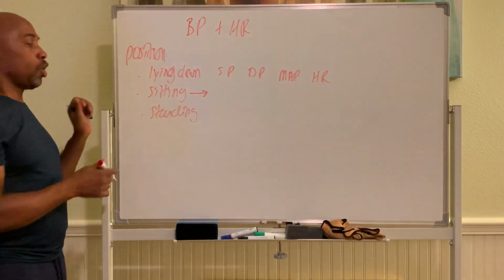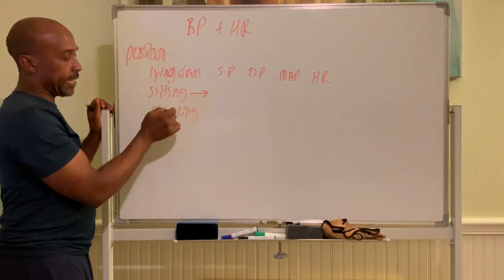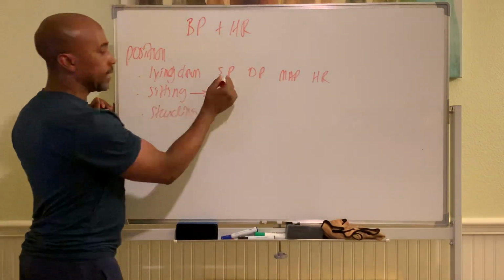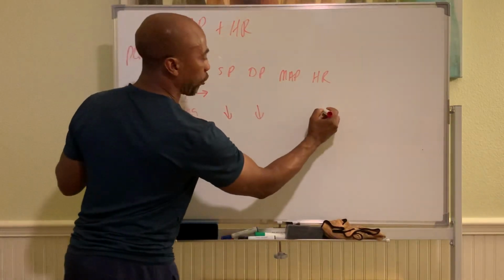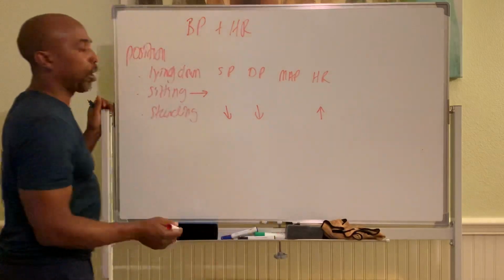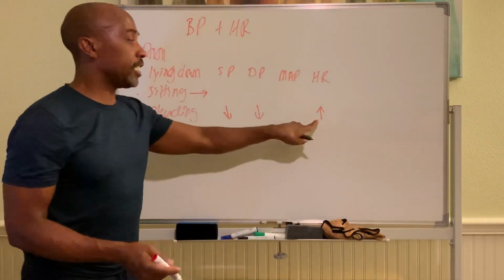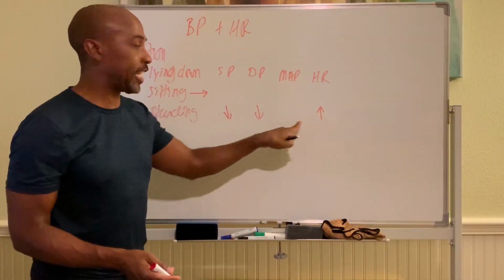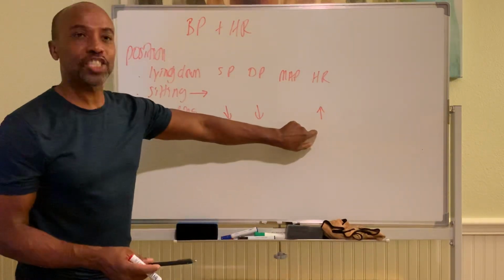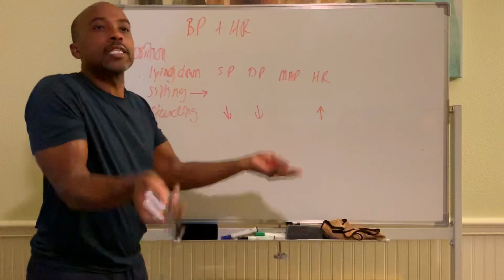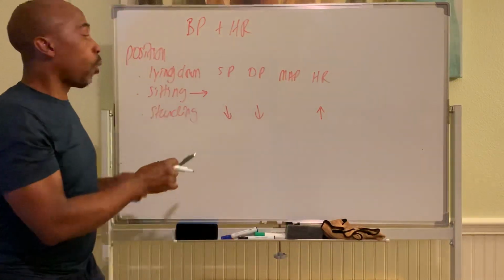All right. Now, from sitting to standing, these should drop. SP will drop, DP will drop, heart rate will increase. Okay, and the reason why heart rate will increase is that the job of the heart rate is to get BP back to normal. So if it drops, the heart goes faster to push more blood back up. Now, why does it drop?